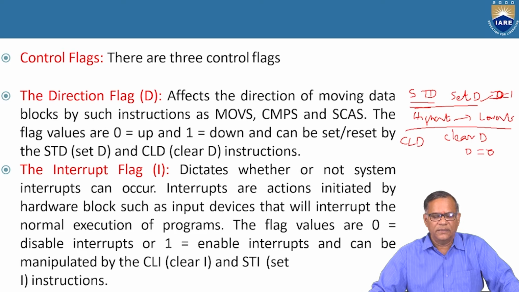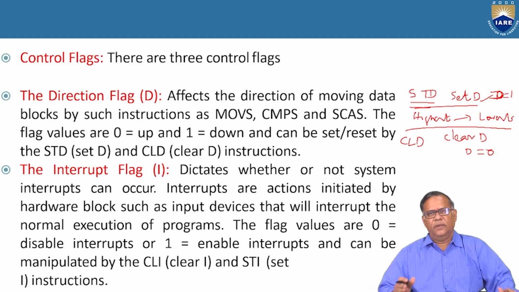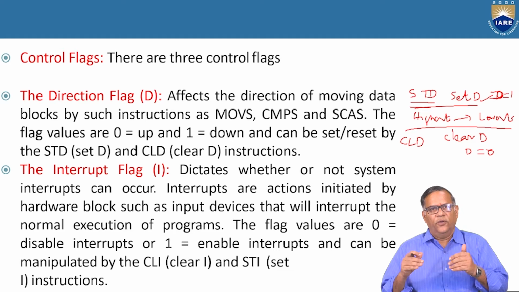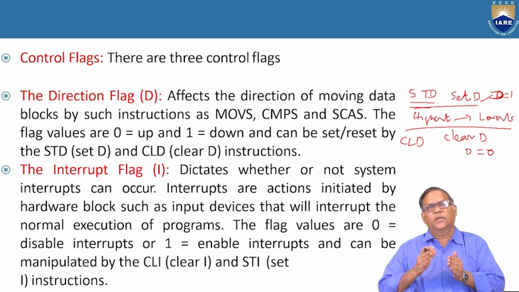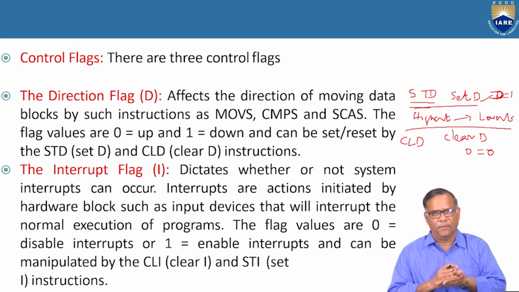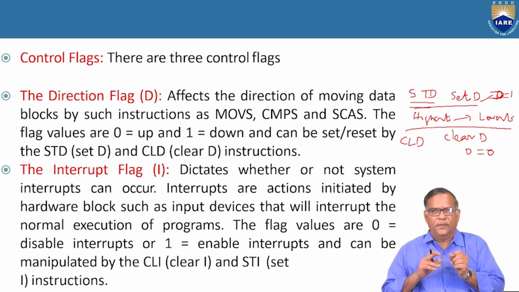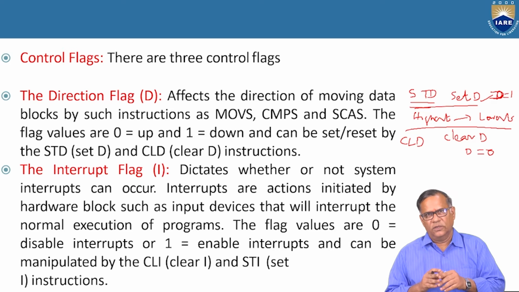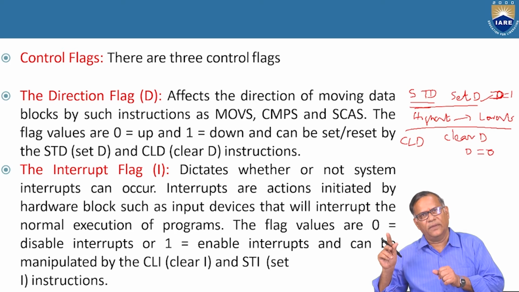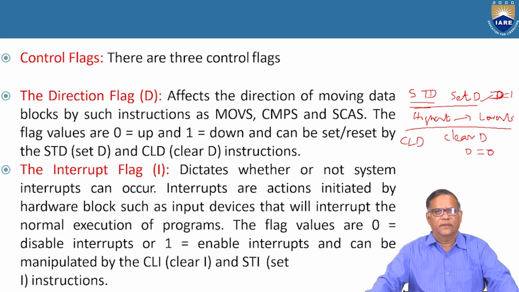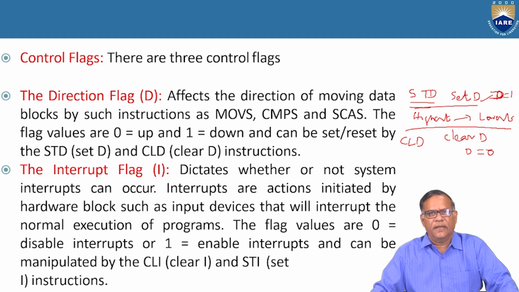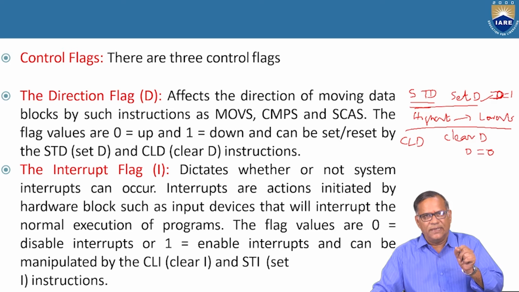and this can be activated or deactivated by STD or CLD instructions. See, in array processing, you can do the processing starting from the lowest element to the highest element or in reverse order. So if you are processing from the lowest element to the highest element, then direction flag is made as 0. Suppose you want to process the array starting from the highest address to the lowest address, then you have to keep the direction flag as 1. So this decides in which order you are processing the array.